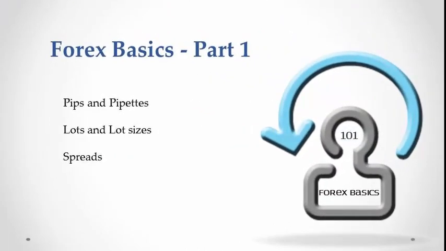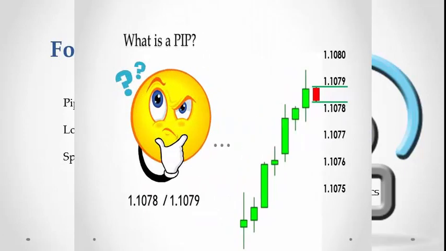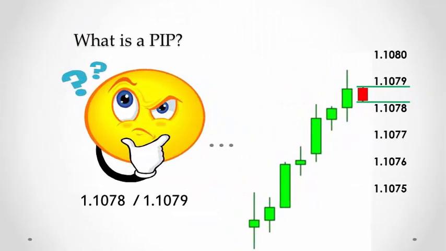This section is all about important concepts and terminology you need to know and understand to start trading on the Forex. I will discuss things like pips and pipettes, lots and lot sizes, spreads, different types of orders, and so forth. But to keep it simple, we will start with a funny word, pip.